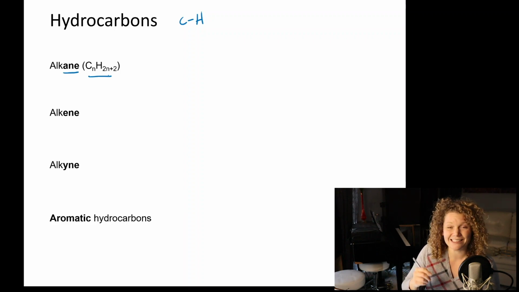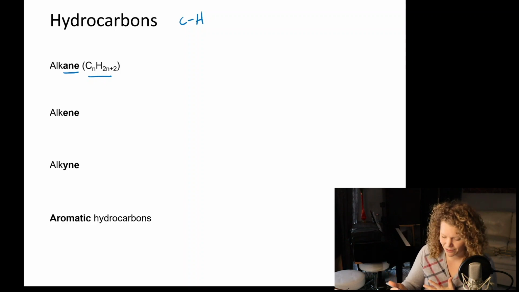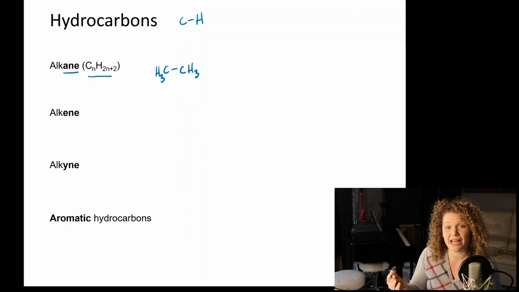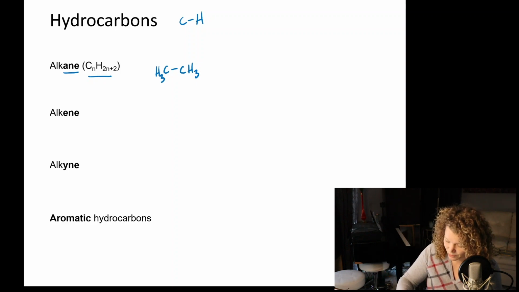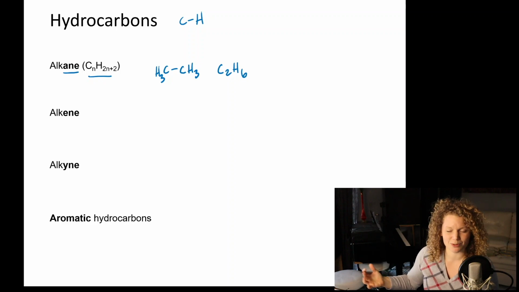The formula is CnH2n+2. Let's take an alkane that we've seen before, ethane. You see that we have two CH3s bound together by a carbon-carbon single bond, which we know is an sp3 hybridized carbon. The formula here is C2H6. So 2 times 2 is 4, plus 2 gives us 6.